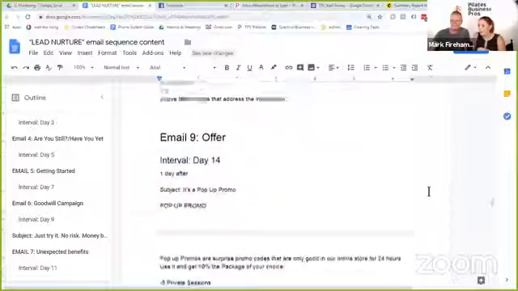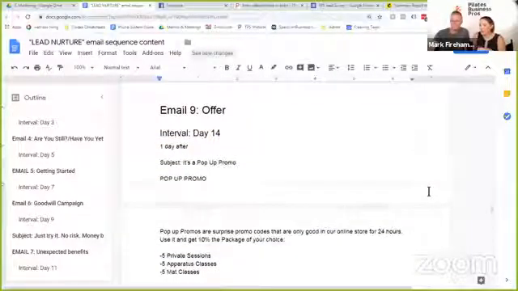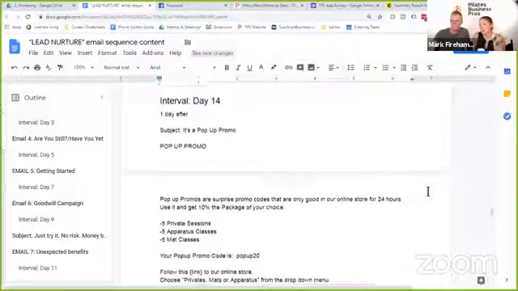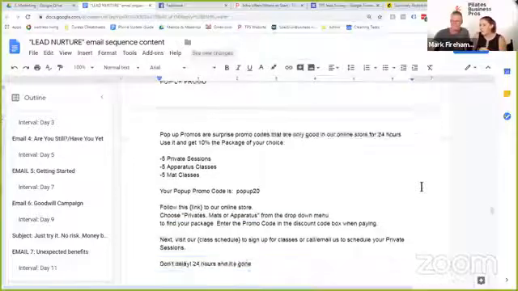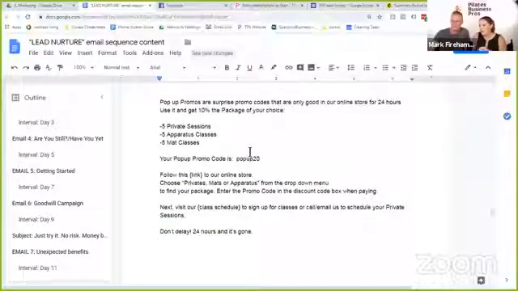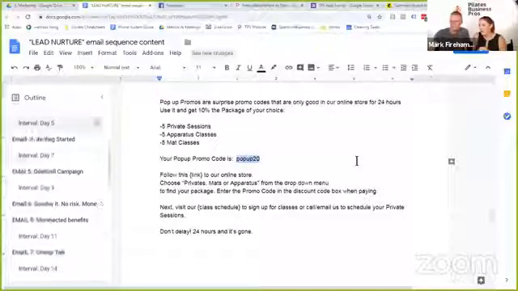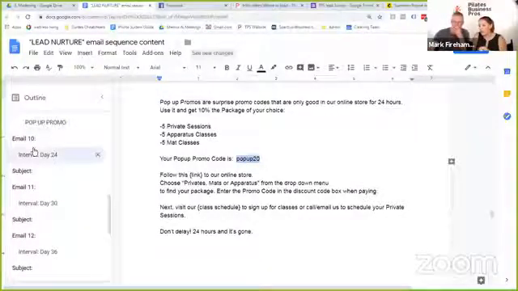And then I think there's just one more. Here's a promo. This is the 2 weeks out. Yeah, 2 weeks out. We're offering them a discount on packages, and they can put that in the shopping cart during checkout. And boom. So we don't go any farther than that, but look at this.